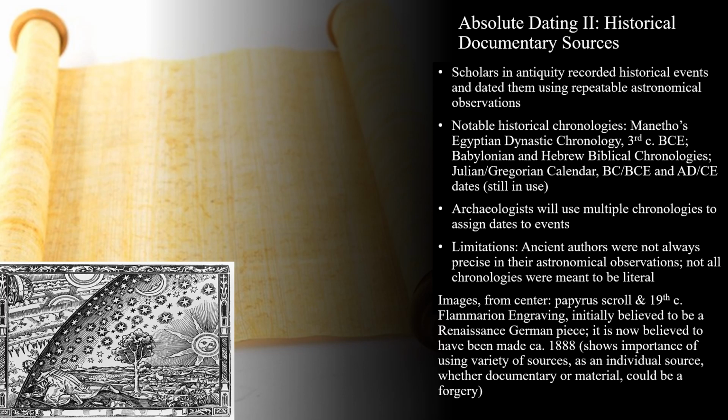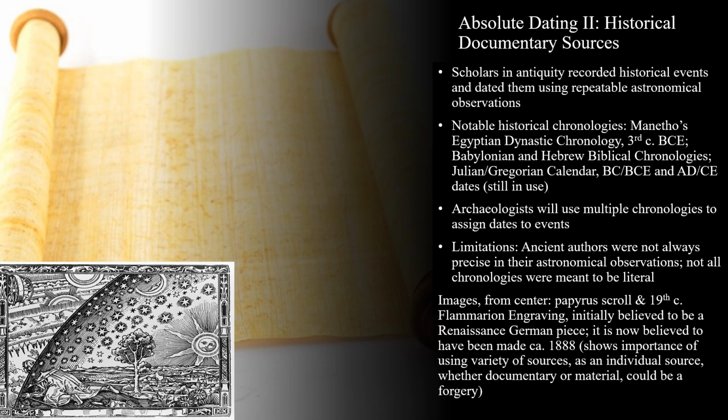The second absolute dating method we'll discuss in this course involves archaeologists' use of historical documentary sources. Scholars in ancient times recorded historical events that were of significance and dated them using repeatable astronomical observations, such as the passing of a comet or the position of a star or planet in the night sky.